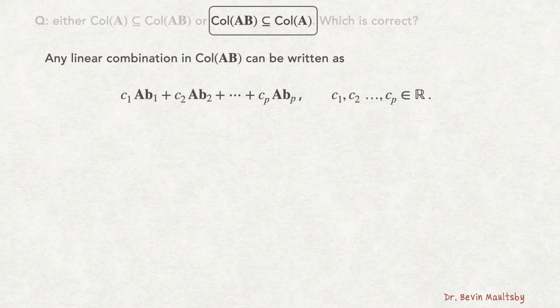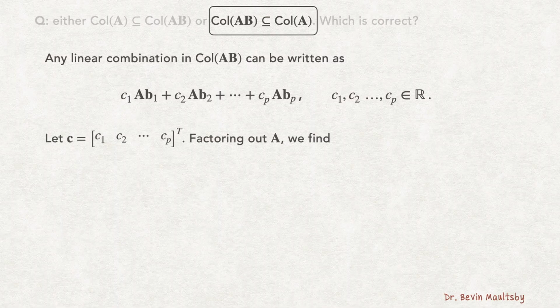So here I have new scalars C1, C2 through CP, so that any linear combination of the columns of AB can be written as C1 times the first column, which we know to be AB1, plus C2 times the second column, which we know to be AB2. And then we keep doing that until we've reached CP times the final column, which we know to be ABP. If you wrote down this kind of construction, what I hope you were then motivated to do is factor that A out in front. And that would be correct.